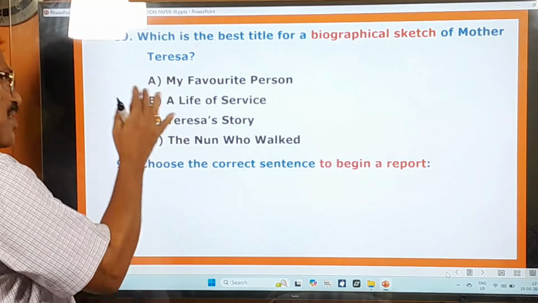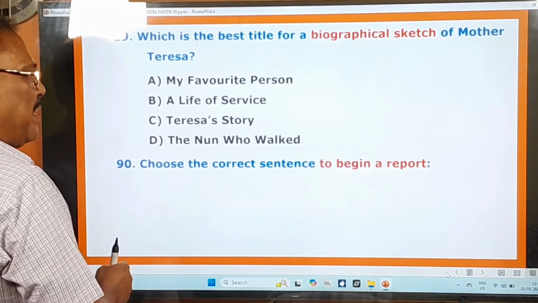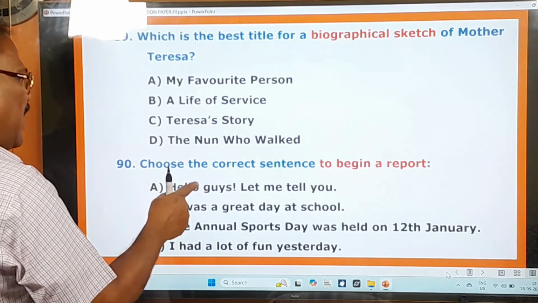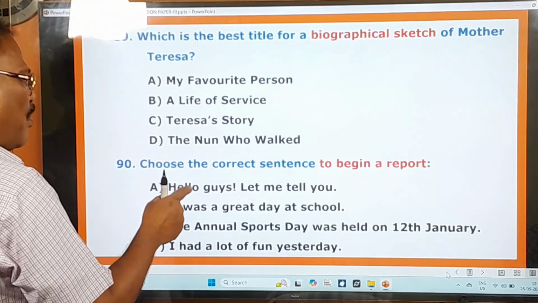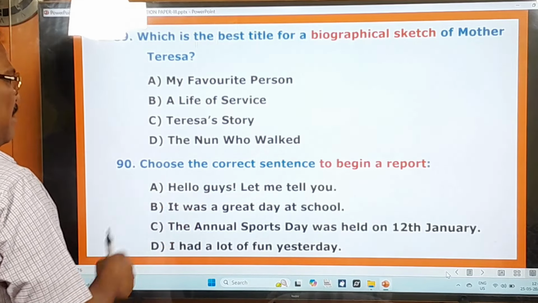The last question of this particular section is the 90th one. Choose the correct sentence to begin a report. Hello guys, let me tell you, it was a great day at school. The annual sports day was held on 12th January. I had a lot of fun yesterday.